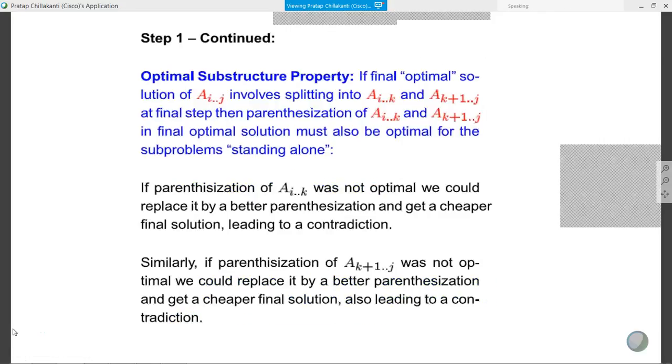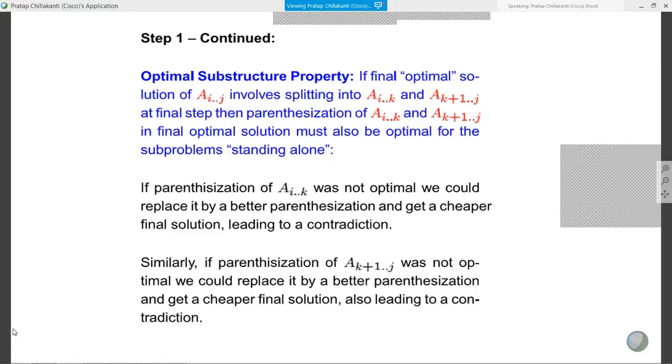So a final optimal solution of A i j involves splitting into A i to k and A k plus 1 to j. That is the final parenthesization step. Then A i to k and A k plus 1 to j themselves should be optimal. Its proof is very easy, by contradiction. You assume it is not optimal. That means there must be some other way of getting a smaller number of multiplications, which contradicts what we said: if it is optimal, then the subproblem should be optimal. Using that logic, you know that the optimal substructure property holds true.